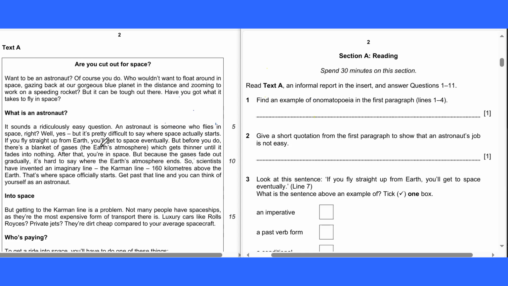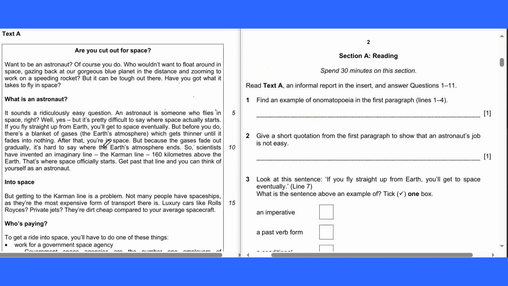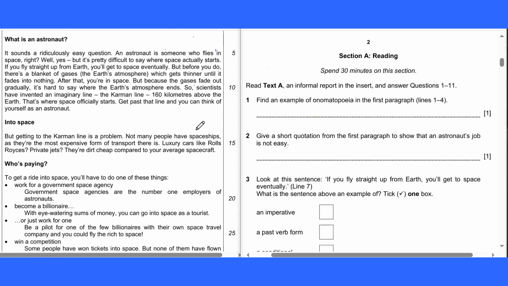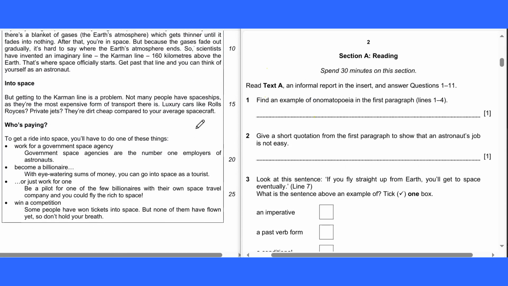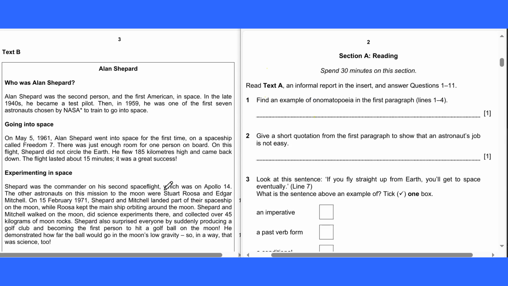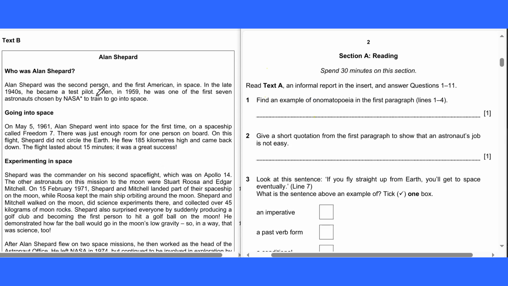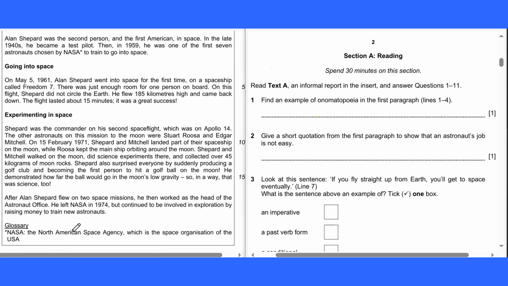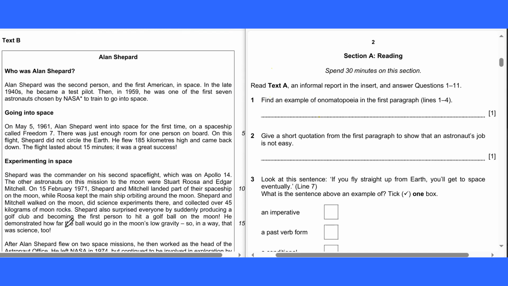So this is text A. You may take a screenshot to save in your laptop. This is text A, Are you cut out for space? And this is line 1 up to line 20, and then from line 20 to 25. And then we have text B about Alan Shepard, and this is the text, and we have line 1 till 15, and then continue with here 16, 17, 18, 19. That is the last. So that is our insert, text A and text B.